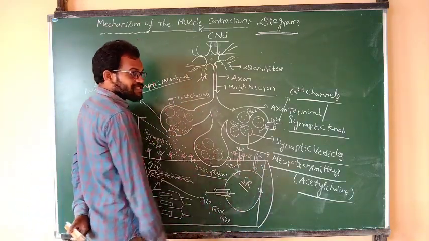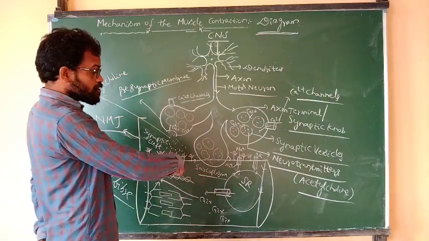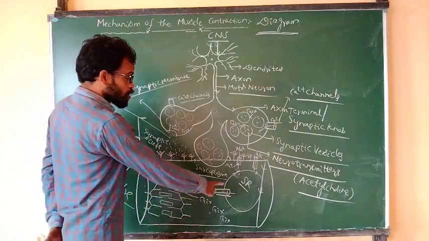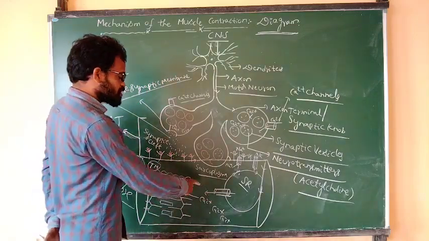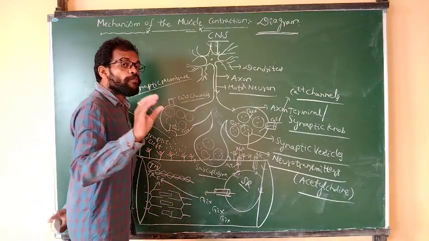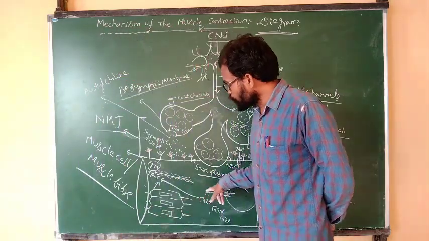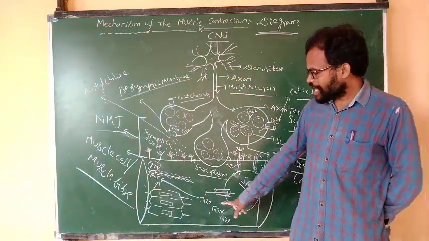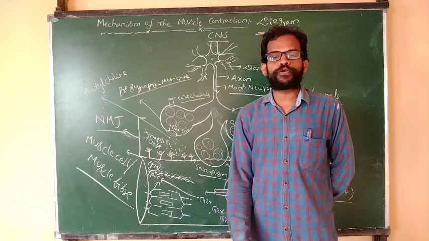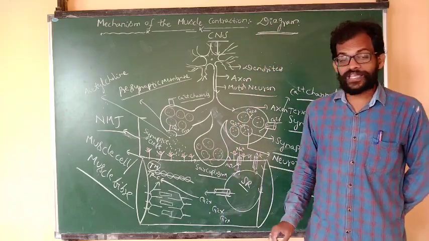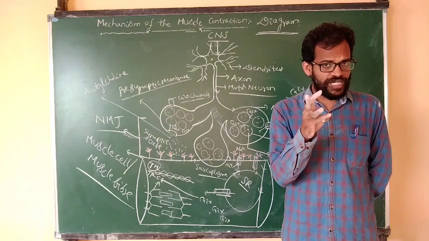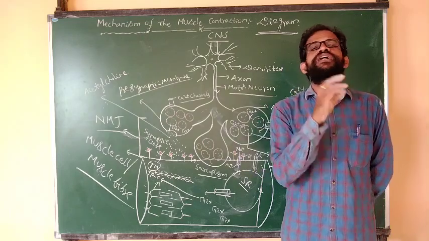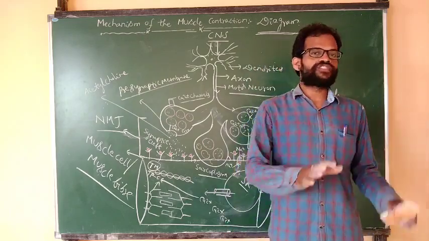The action potential enters the sarcoplasmic reticulum, and the calcium channels open. A large number of calcium ions are released into the cytoplasm. These calcium ions bind with troponin C. The tropomyosin-troponin complex then moves forward, and the active site of the actin is exposed.